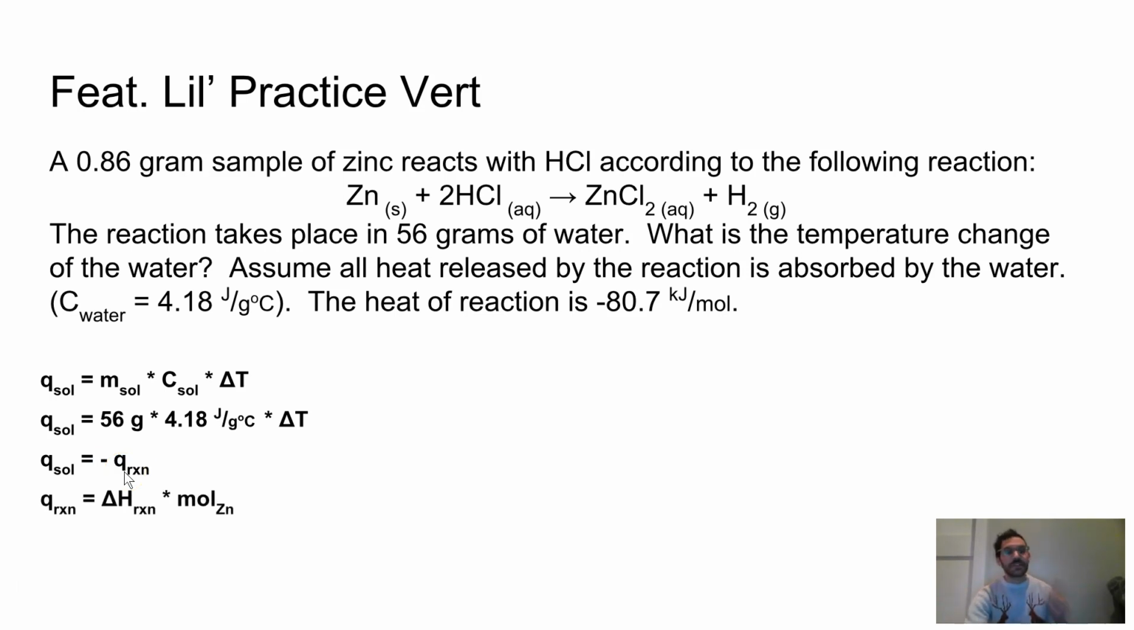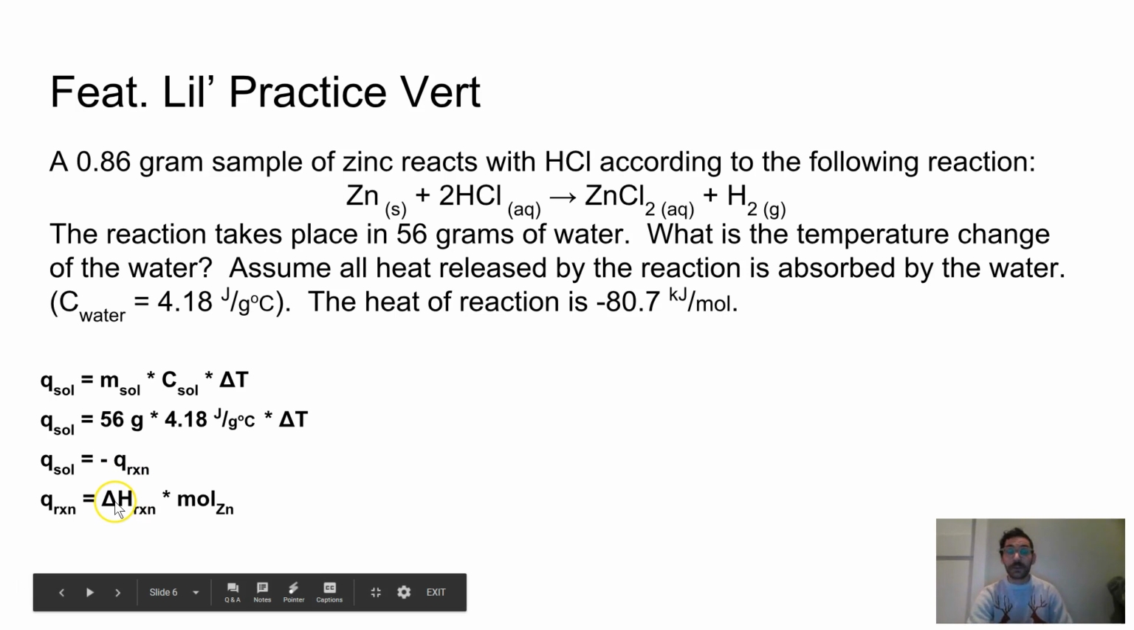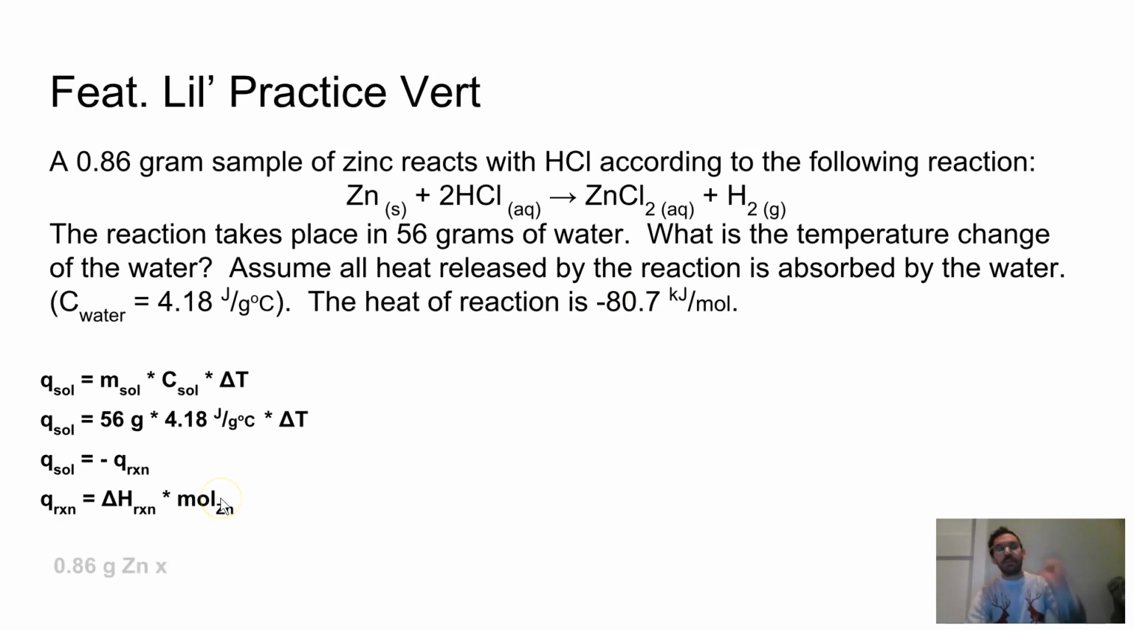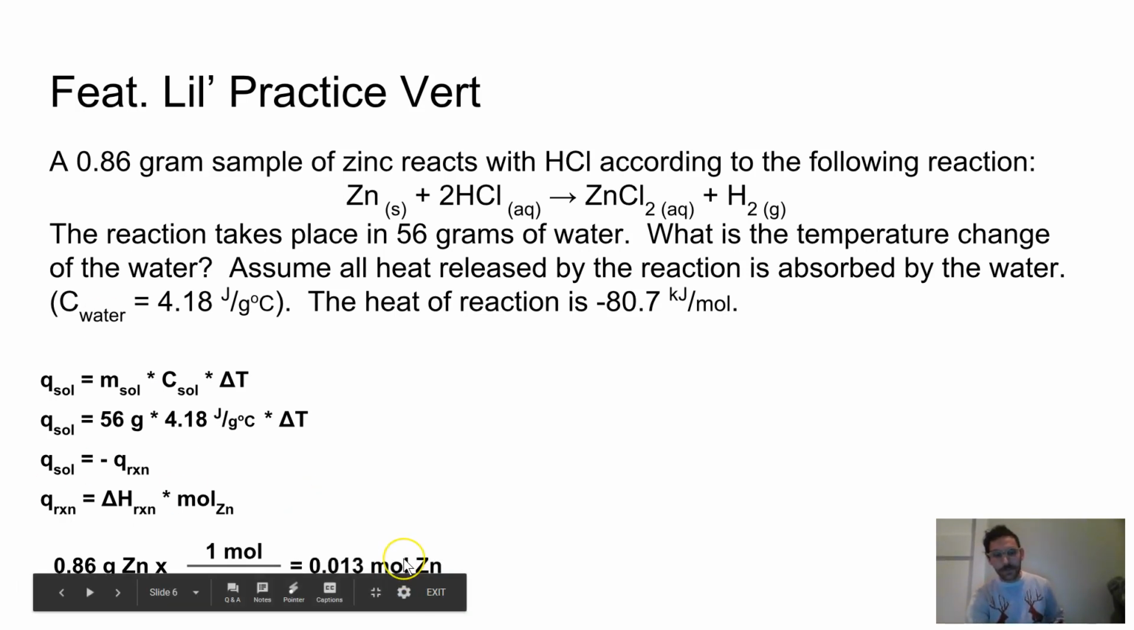And I can figure out how much heat is released by the reaction by using my heat of reaction, enthalpy of reaction, if you want to call it that, and the moles of zinc. But I gotta get the moles of zinc, so I'll use the mass of zinc, and I'll do some dimensional analysis, and the conversion factor I'll use is the molar mass of zinc. And so I can do the math and come up with 0.86 grams. Well, that's the same thing as 0.013 moles of zinc.